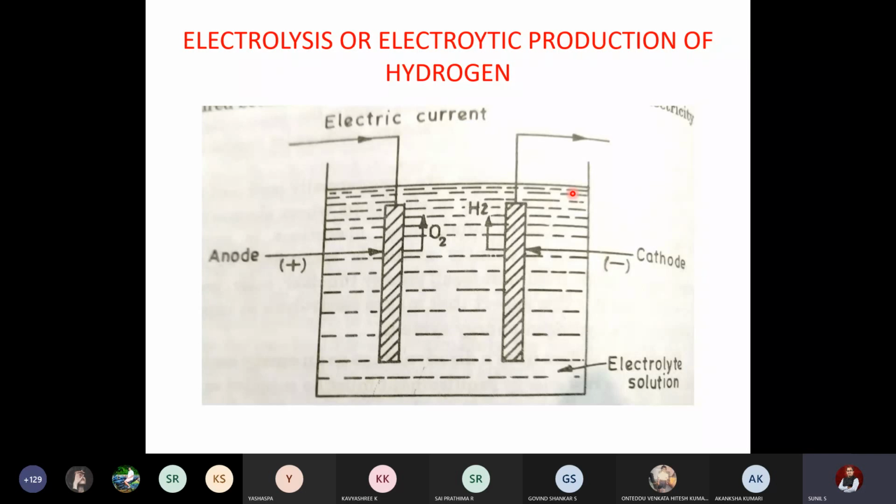So this is regarding the electrolysis. There will be 2 electrodes. The negative terminal, that is the cathode, is connected to the negative terminal of the direct current, and the positive is connected to the positive terminal of the direct current. The electrolytic solution is filled in the tank. When the current is passed, at the cathode hydrogen is produced, and at the anode oxygen is produced.